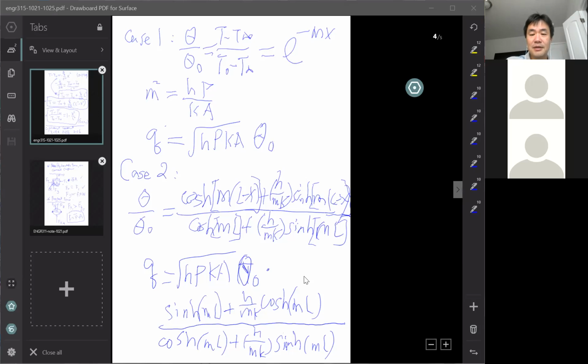Okay, the reason we have to use case two sometimes is when the fin is short. Then the tip temperature is still much higher than the ambient temperature, so the convection heat transfer through the tip is still noticeable. Okay, it is still significant. So then you cannot neglect the heat transfer through the tip. Then you have to go through case two.